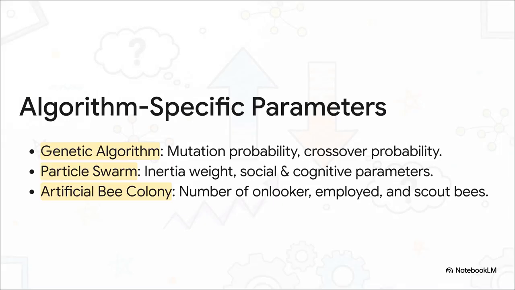And just look at how specific this stuff gets. For a genetic algorithm, you're trying to guess the right probability for mutation. For particle swarm, you've got things like inertia weight. And my favorite, with an artificial bee colony, you literally have to decide on the number of onlooker, employed, and scout bees. How on earth are you supposed to know that? It's a lot to ask.